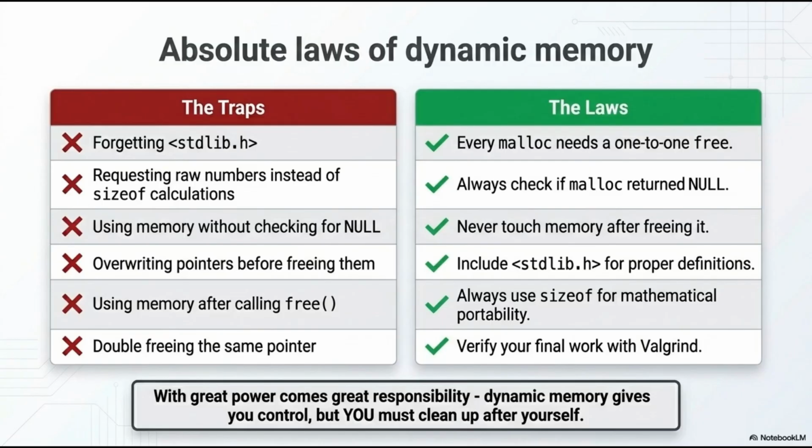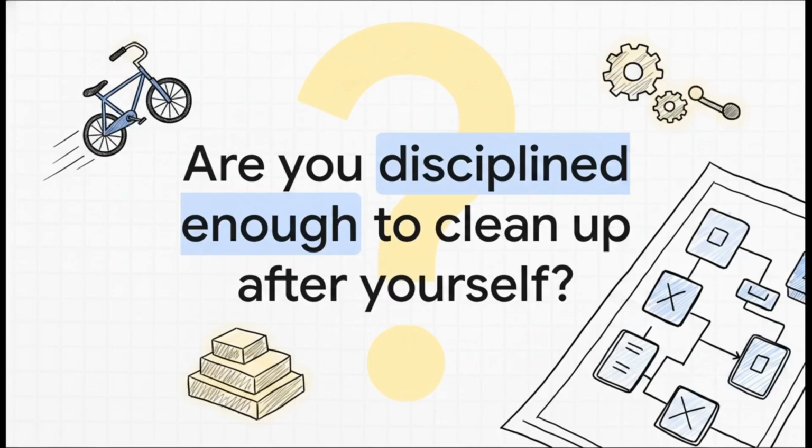Dynamic memory gives you absolute control over the machine. The training wheels are off. You now have the exact blueprint to command the heap, to allocate dynamically, and to write truly powerful, scalable programs. The machine is yours to control, but that control demands absolute discipline. So I'll leave you with this final thought as you write your next lines of C code.